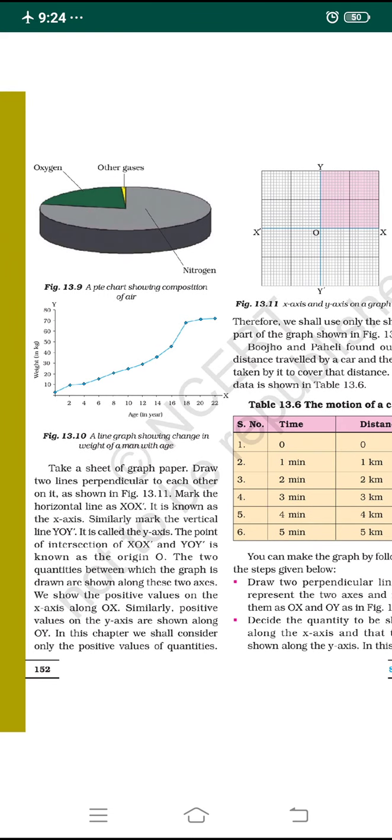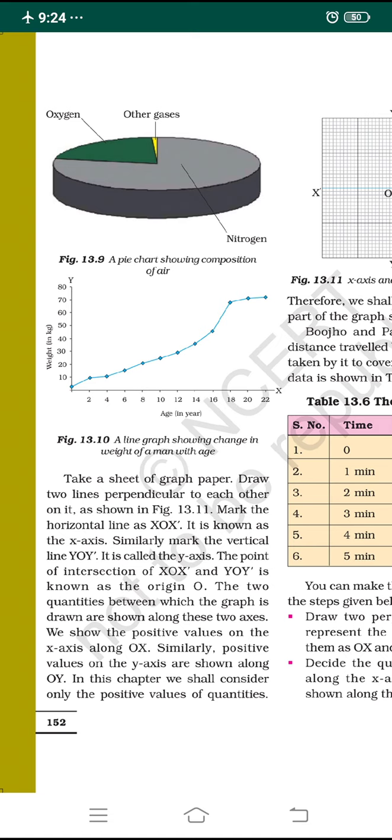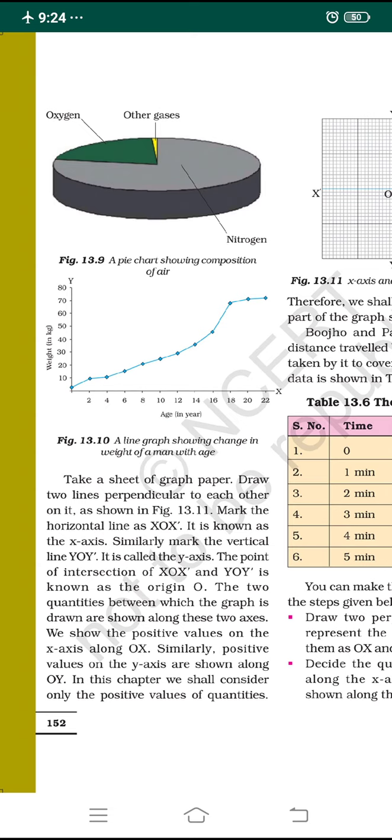Now look at figure 13.10, which is a line graph showing the change in weight of a man with age. This is very nice and interesting. There are two axes, with lines drawn horizontally and vertically. Along one axis the change in weight in kgs is given, and along the other axis the age of a person is given. How the weight of a person changes with the change in age is shown through a line graph. A line graph is very useful in such a case.